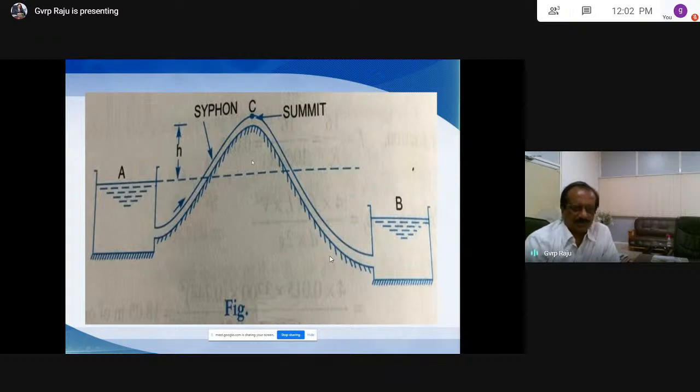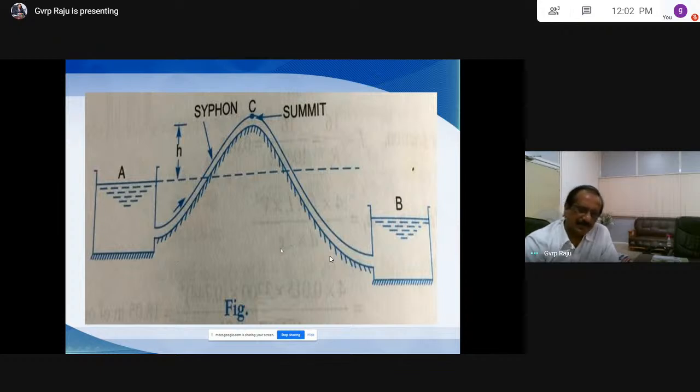Then what will you do? You cannot lay a direct line between A to B. There is an obstruction. There is a hill type of structure here. There is an elevated ground here. You cannot lay a direct pipeline between A and B straight away.